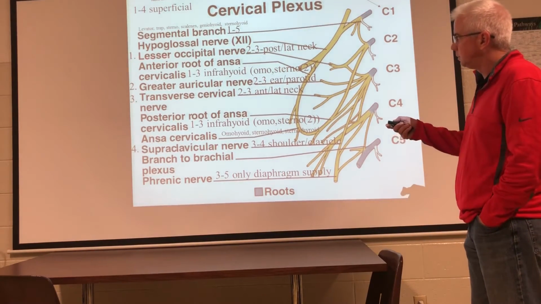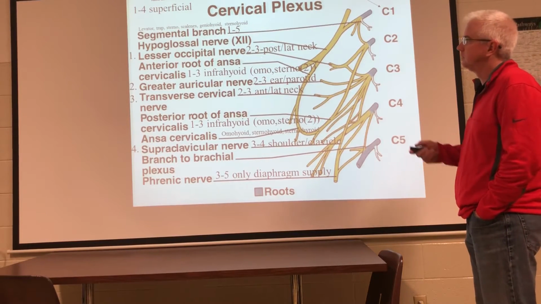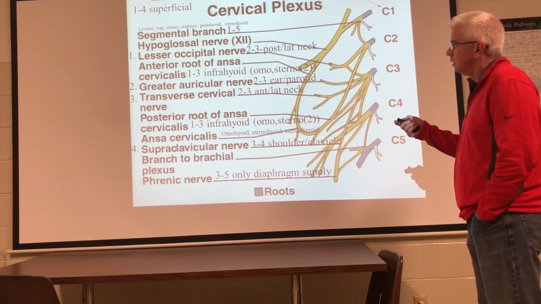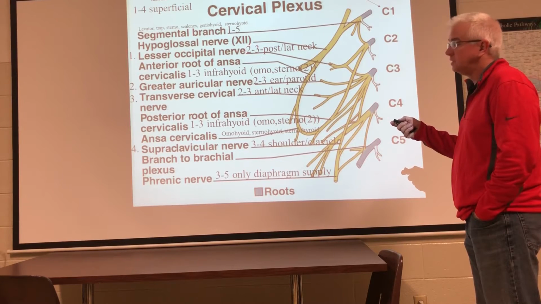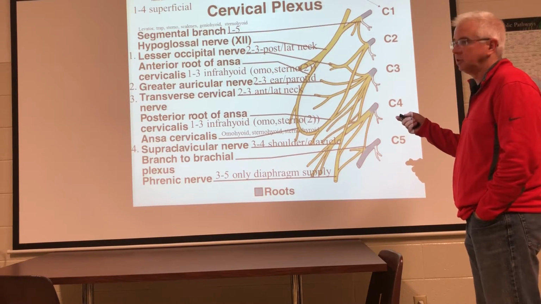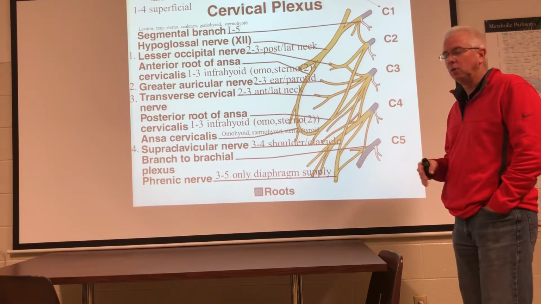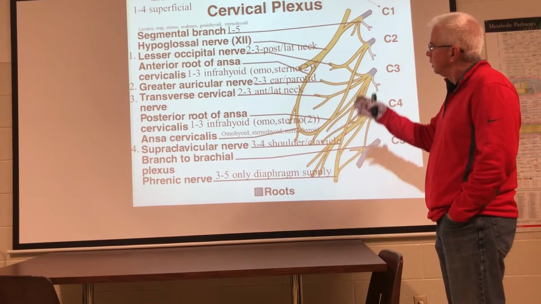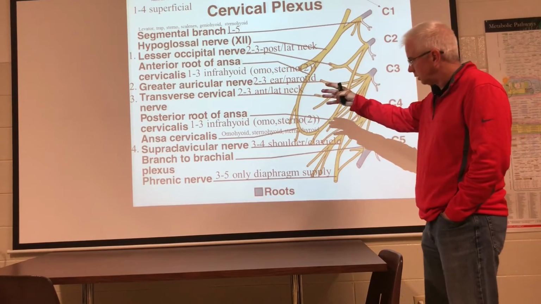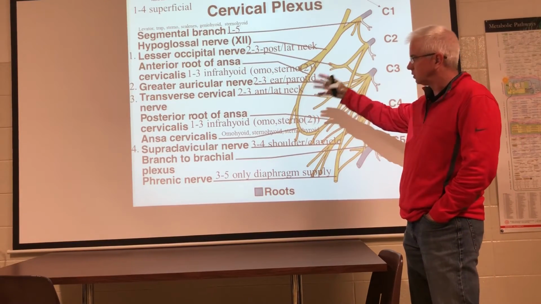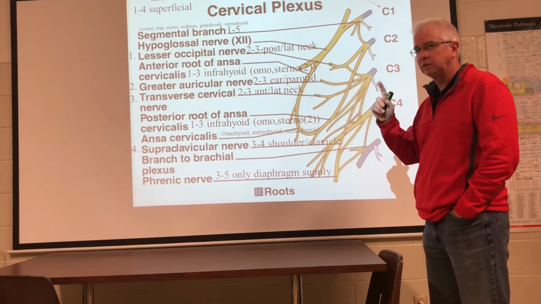So the lesser occipital to the lower portion of the occipital bone, it feeds back into 2 and 3. This is posterior and lateral neck. This is the way I memorize it. 1, 2, 3, and 4 here: lesser occipital, greater auricular, ear, transverse cervical, and supraclavicular. All right, here's how I say it.